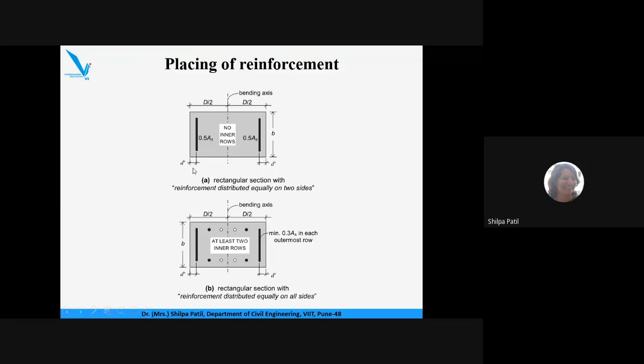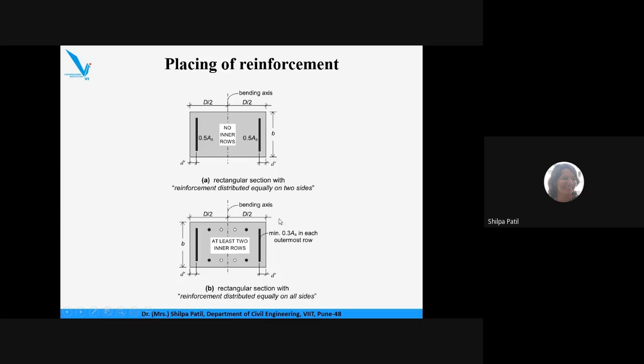So that d dash by d, the ratio of effective cover to overall depth of the column, is considered, and for four different ratios the interaction curves are plotted. These four values of d dash by d are taken as 0.05, 0.1, 0.15 and 0.2. For these four values the interaction curves are plotted, for this particular case of the reinforcement.